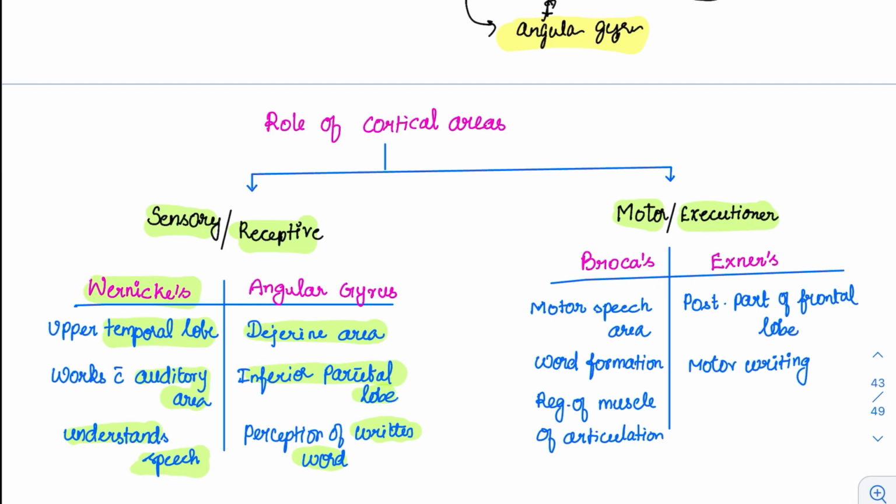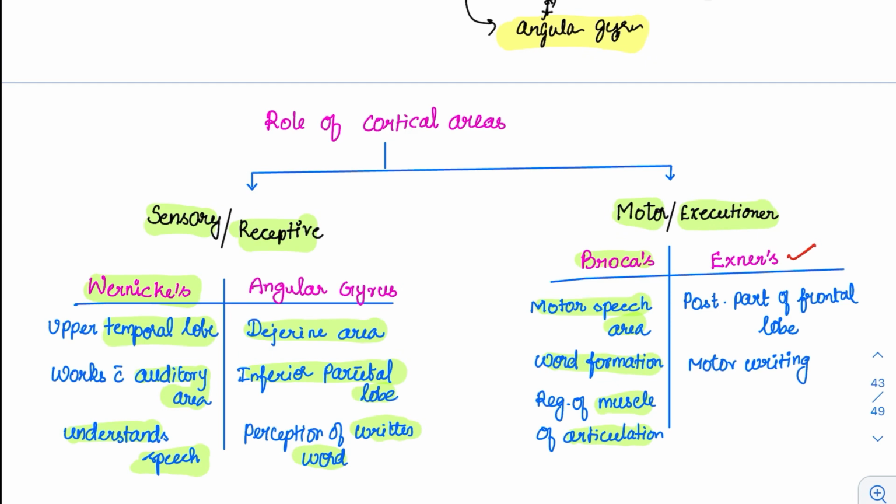Then coming to the Broca's area, it is the motor speech area. Word formation can be done and regulation of the muscles of articulation, like movement of the mouth and everything. Then coming to the Exner's area, it is located in the frontal lobe, just next to the Broca's area, and it is for motor writing with the help of hand coordination.